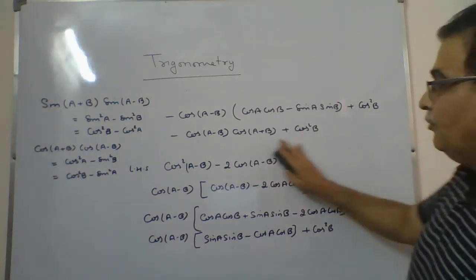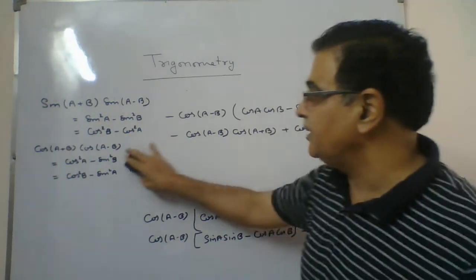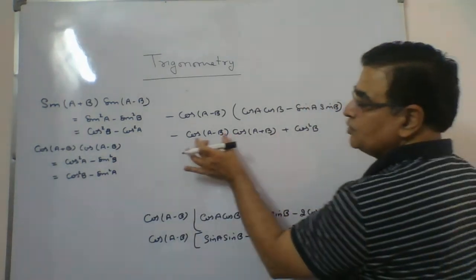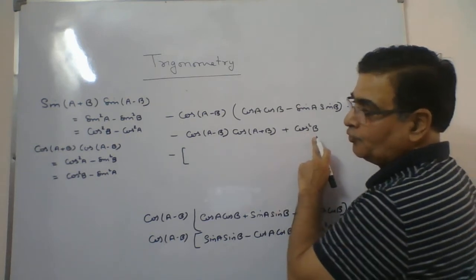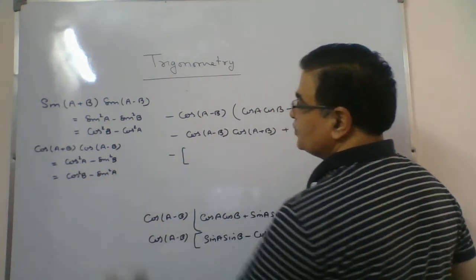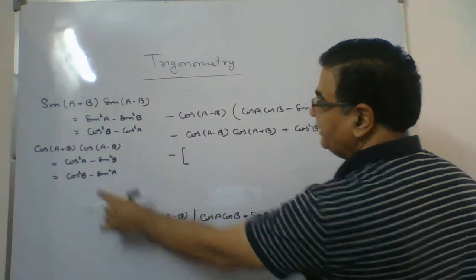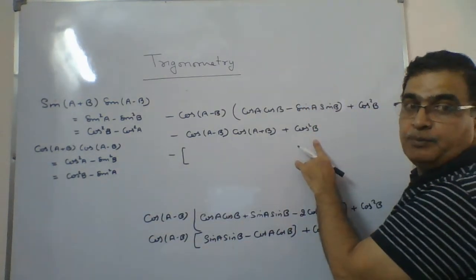Now, you know the formula of cos(a+b) into cos(a-b). This is cos(a+b) into cos(a-b). The formula is what? And I want cos²b to be removed. So the formula says cos²b minus sin²a. I am taking this because cos²b can be cancelled out.